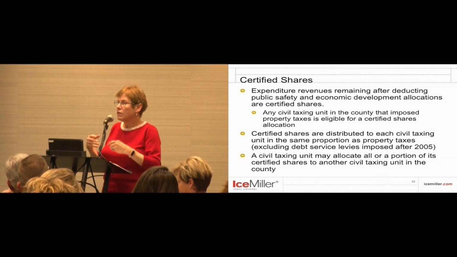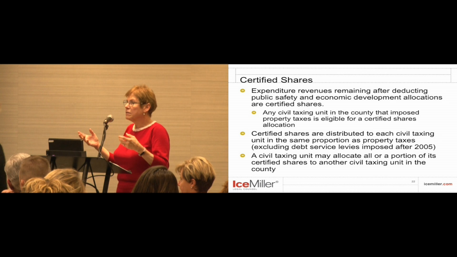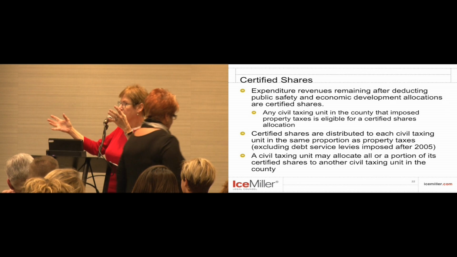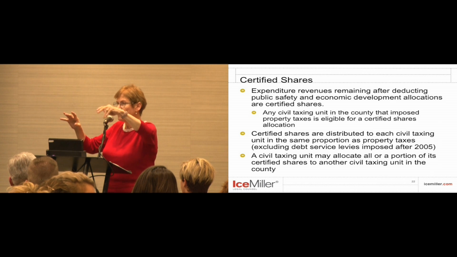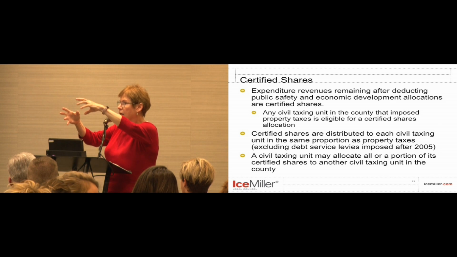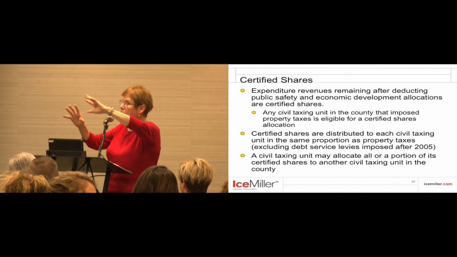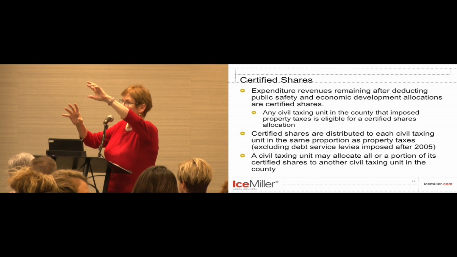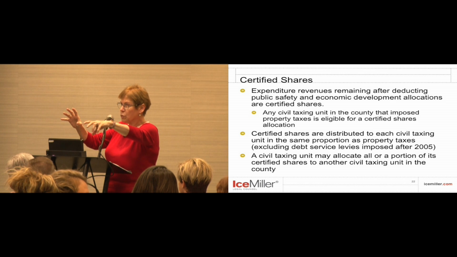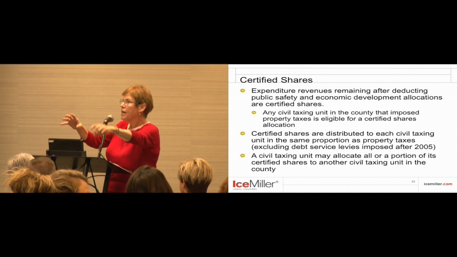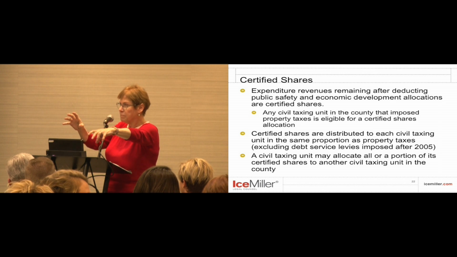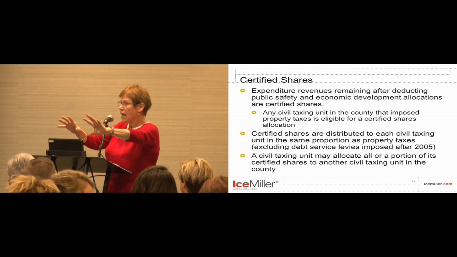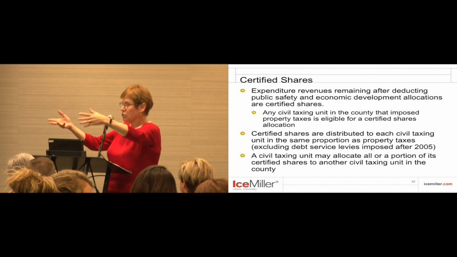The income tax is a big bucket, and the expenditure rate is a big bucket. I'm going to ignore the others at this point. The adopting body may choose to allocate a portion of that revenue to public safety. It may then say, I want to allocate some to economic development. Once those two are done, whatever's left is a certified share.